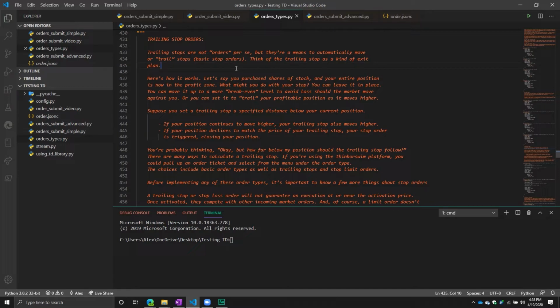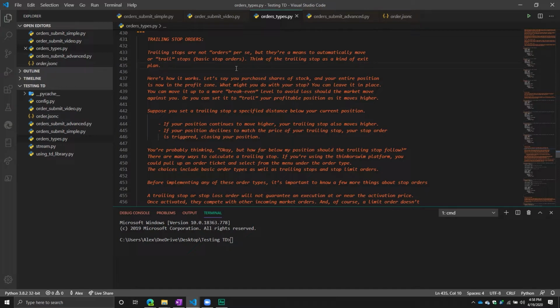In this situation, let's say you purchase shares of stock and your entire position is now in the profit zone. What might you do with this stop? You can leave it in place and you can move it up to a more break-even level to avoid loss should the market move against you. Or you can set it to trail your profitable position as it moves higher.